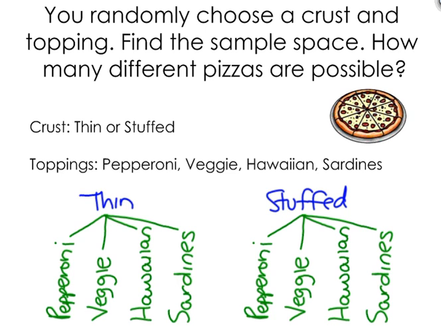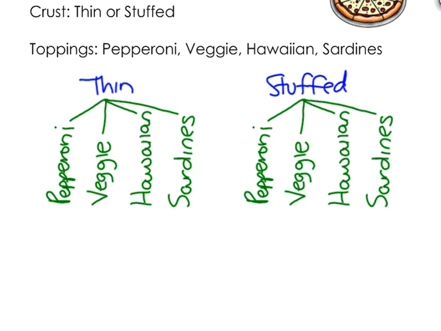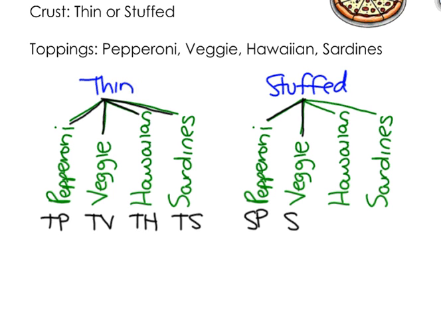and that shows all of my possible combinations. So again, when I follow each branch, I can have thin crust pepperoni, thin crust veggie, thin crust Hawaiian, and thin crust sardines. And if I go with the stuffed crust, I can have stuffed pepperoni, stuffed veggie, stuffed Hawaiian, or stuffed with sardines. So altogether, I have a total of 8 outcomes.